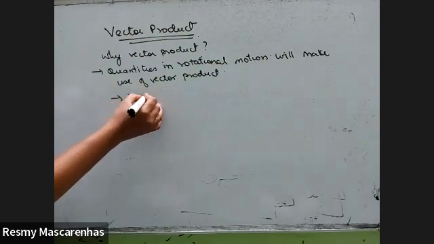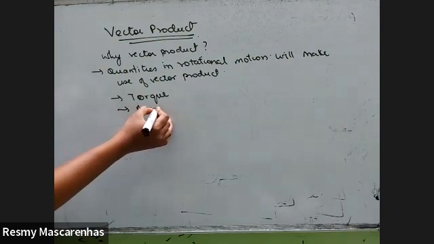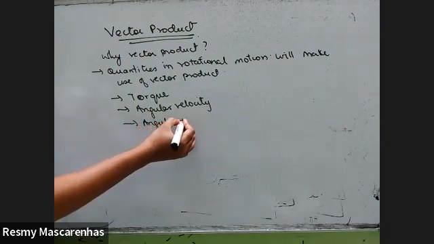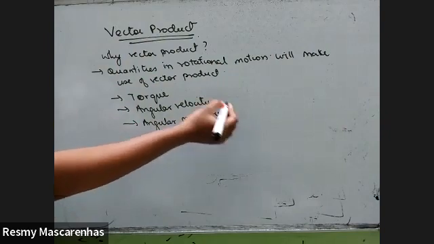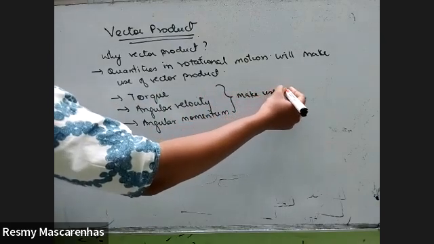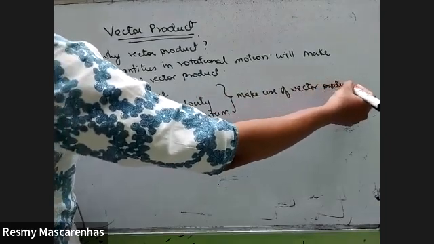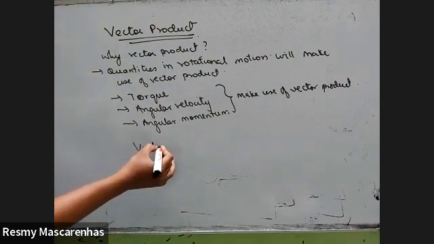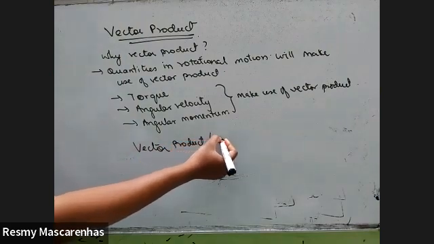So which all things like torque will come across, we'll study in detail. And what is angular velocity. All this will make use of vector product. Also now we'll study in detail what is vector product. Vector product is also called a cross product.